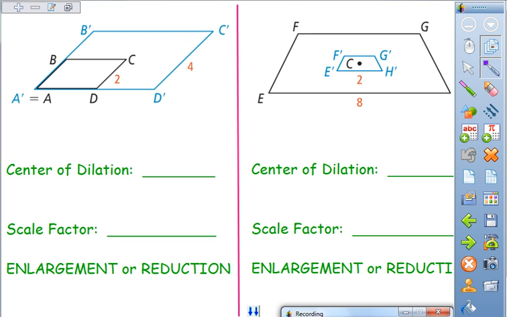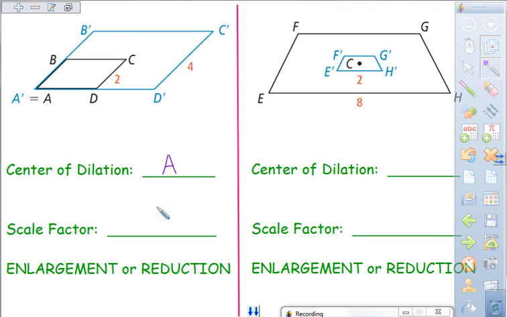So let's try some examples. Here we have a parallelogram. Notice how the shapes are touching at this point, so that's going to be our center of dilation, point A. So we have to figure out what our scale factor is. So we're looking, for example, from CD and C prime D prime. So CD is 2, C prime D prime is 4. So we have to decide, is this an enlargement or a reduction?